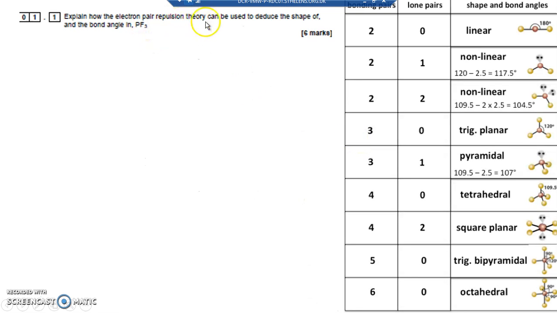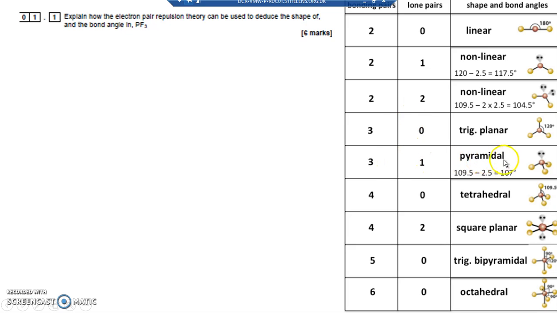Let's have a look at the actual question then now. Explain how the electron pair repulsion theory can be used to deduce the shape of the bond angle in PF3. So you've got 5 electrons, phosphorus is in group 5, so there's 5 electrons in the outer shell, 3 involved in bonding pairs, 5 take away the 3 that are involved in bonding pairs is 2, so there's a lone pair and 3 bonding pairs. So there's 1 lone pair and 3 bonding pairs.